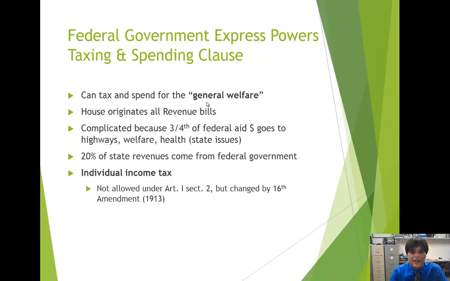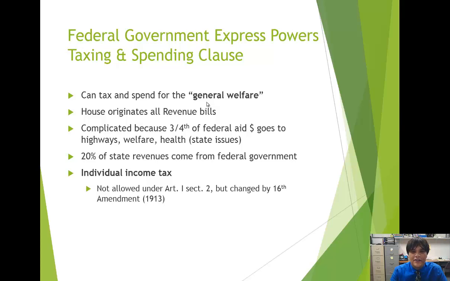Now, it's complicated because 3/4 of the federal aid dollars goes to highways, welfare, and health, which are traditionally state issues. So taxing and spending can be very tricky sometimes because the money tends to go towards the states, even though the states should be raising their own revenue. So you can see how taxing and spending is kind of a complicated issue. 20% of state revenues come from the federal government. Keep that in mind when you answer your discussion board question this week. There's a question about Texas and whether it can survive without the United States. Keep in mind that 20% of state revenues come from the federal government. So taxing and spending is very important to the federal government, but it's also very important to the states because the states rely on that so much.